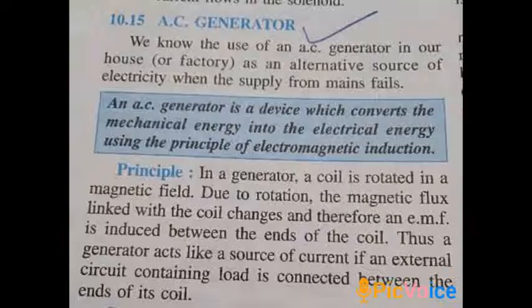Now the principle of this AC generator is that a coil is rotated in a magnetic field, and due to the rotation the magnetic flux linked with the coil changes, and hence an EMF is induced between the ends of the coil. Thus the generator acts like a source of current. If an external circuit containing a load is connected, अभी ये coil के दोनों साइड में हम लोग कोई लोड बल्ब या कुछ भी लगा देंगे, then that is going to light up.